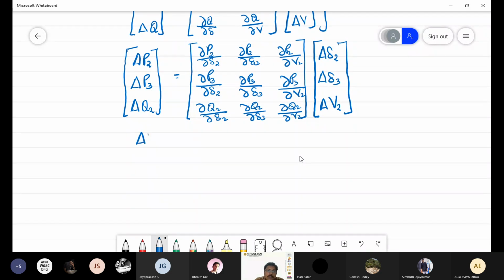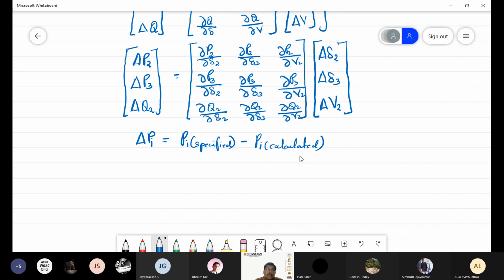So change in real power, P, is equal to... already one P value is there. That is P2, we have to find P2. So instead I will give the generalized thing so that you can understand. Pi is equal to Pi specified minus Pi calculated. Specified means the value given in the problem.